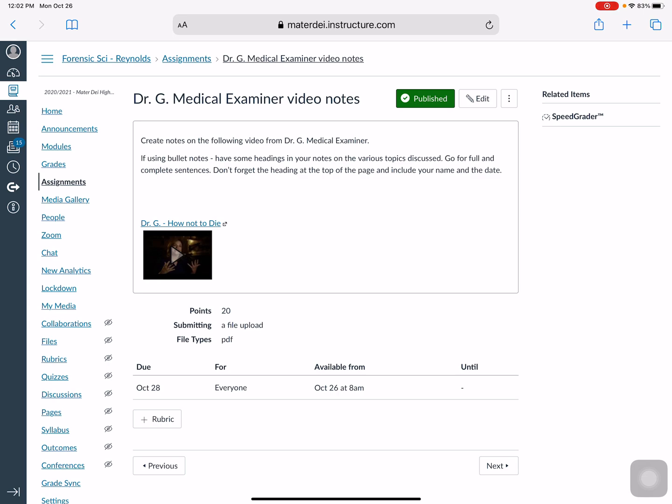So she's done over 5,000 autopsies, and so she sees a lot of instances where people did not have to die. So accidental situations that people find themselves in, or not taking care of their biology or listening to their body's ailments. So go ahead and give some headings to these notes on the top 5, and then you can do bullets, but try to go for full, complete sentences. Don't forget the heading at the top of the page will say Dr. G, How Not to Die, and put your name and date on the top of your paper as well.